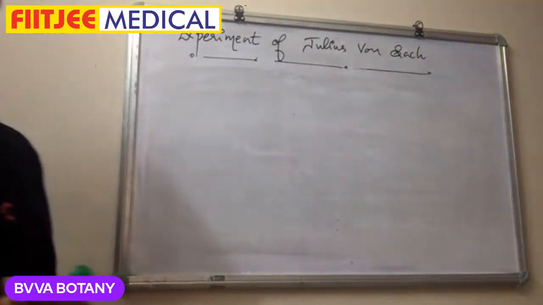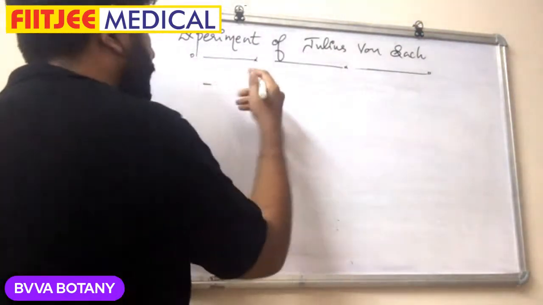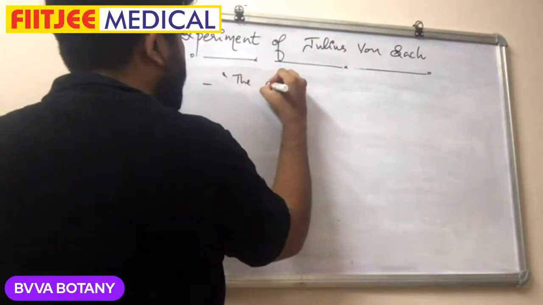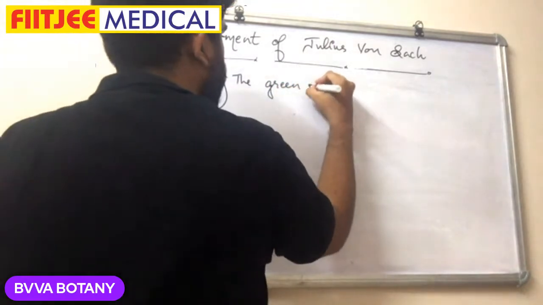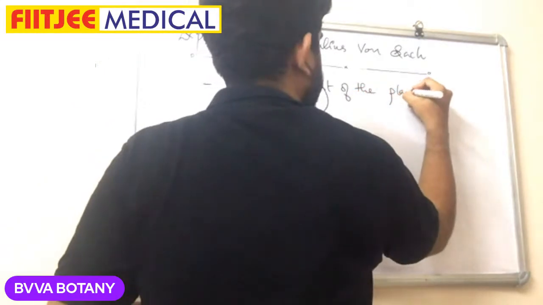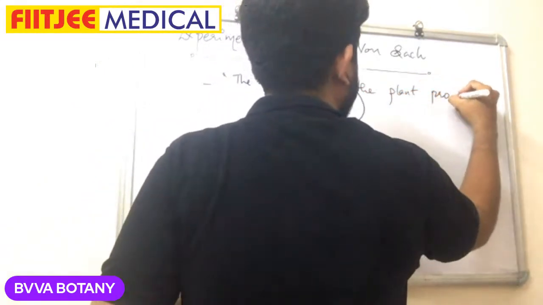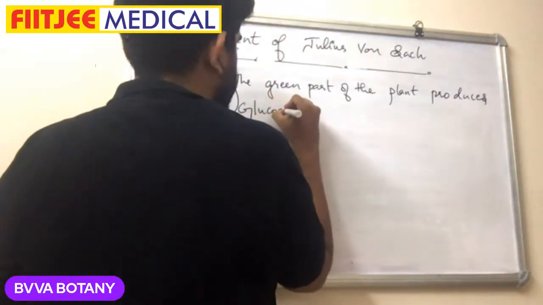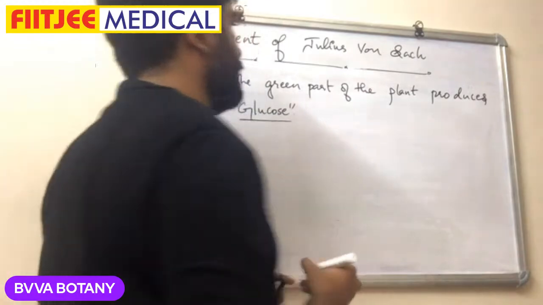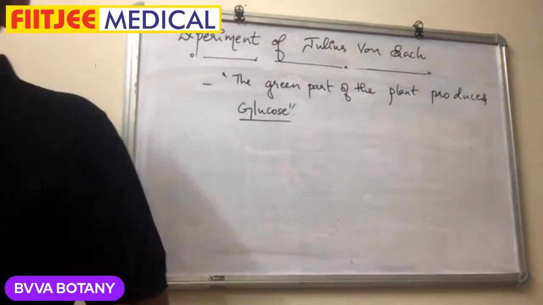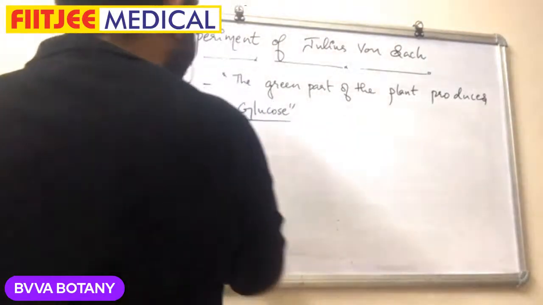Of Julius von Sachs. That experiment detail we need to see: he pointed out that the green part of the plant produces glucose. The green part of the plant, it produces the glucose. Now, by the 19th century, that's all about the experiment.